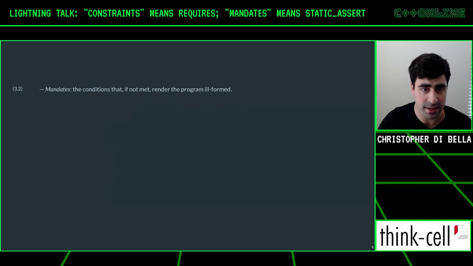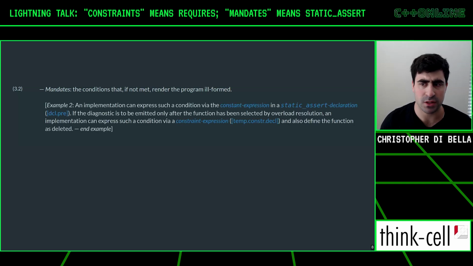The first one is mandates, which is the one that we've seen in the standardese when I contrasted the standardese against the CPP reference page. The definition is that if the conditions aren't met, then the program is ill-formed, or in other words, doesn't compile. There's also an example that talks about how you can use a static assert to get this sort of thing, or if you can get the overload set to behave as you want it, then you could use a requires expression for this particular constructor. I don't know if that's possible, so I stuck with the static assert.